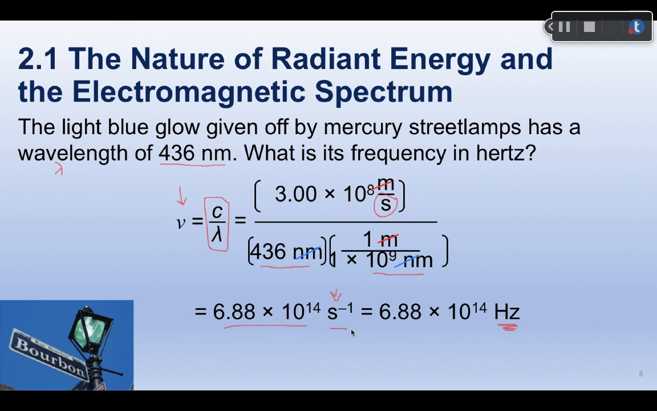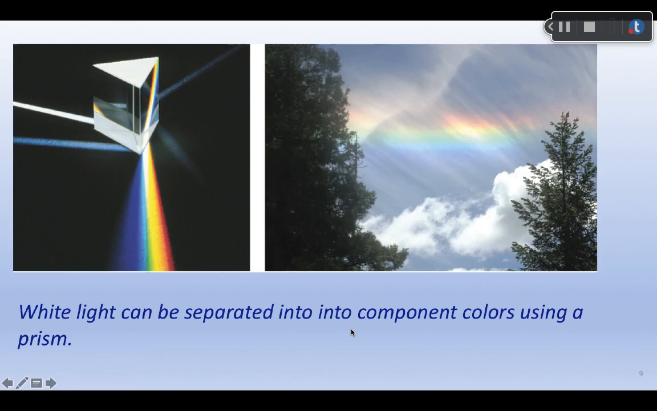Otherwise, seconds to the minus 1 means the same thing. All right, that's one example of how you can relate wavelength and frequency given the speed of light in that small equation. Now, light comes in a variety of colors.